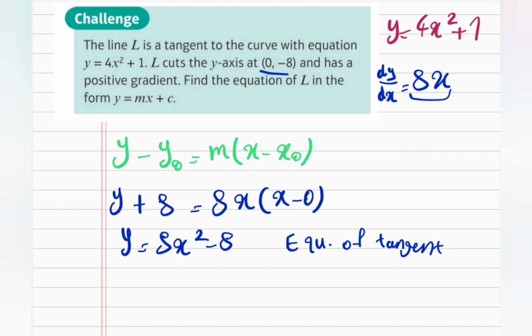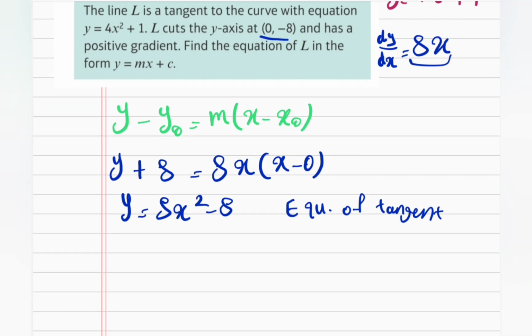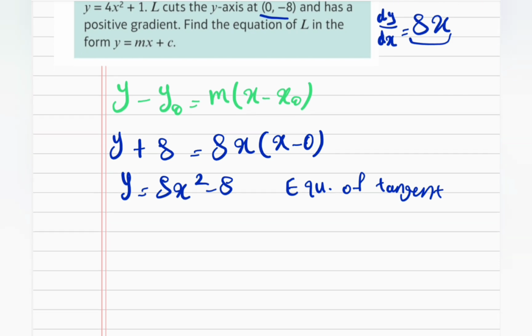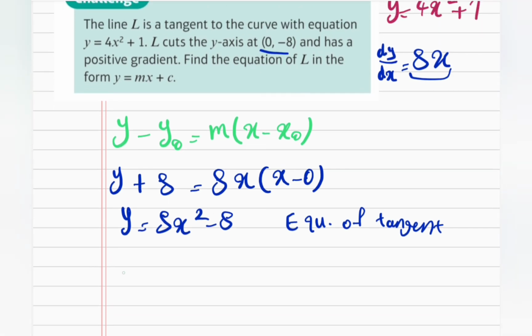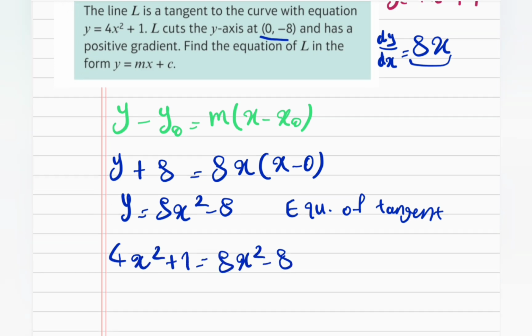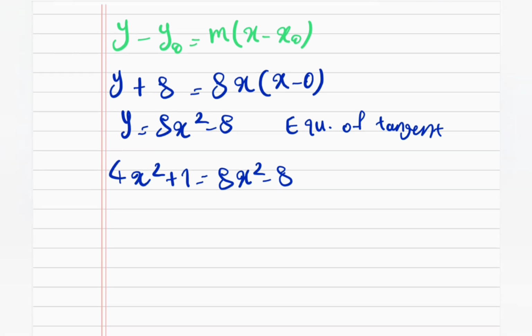And we should also remember that this tangent has a point of intersection with the curve, so we can find the point of intersection, and by having the point of intersection, we can find the gradient. So the tangent meets the curve, and as a result of that, this equation holds. So the equation of the curve is equal to the equation of the tangent. So we can use this to find a point of intersection.